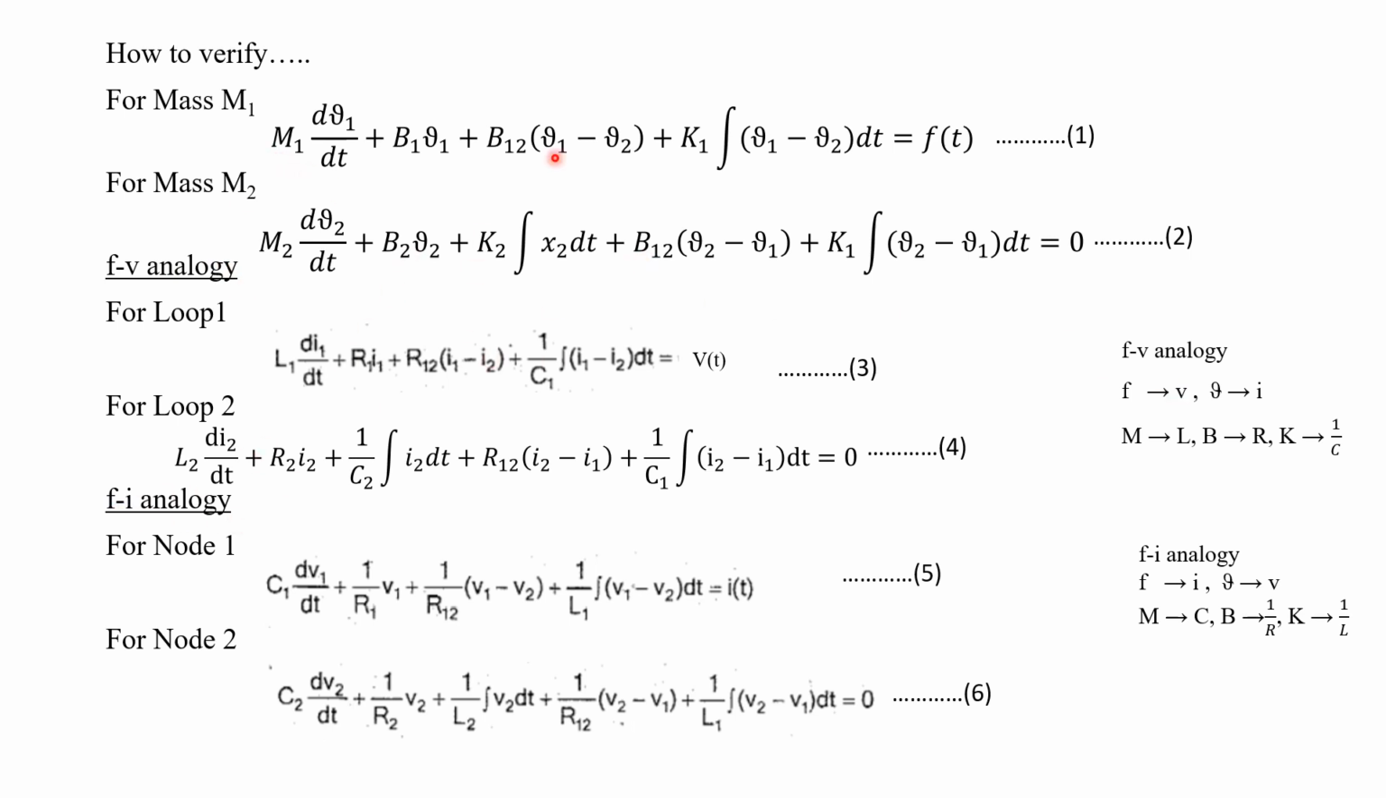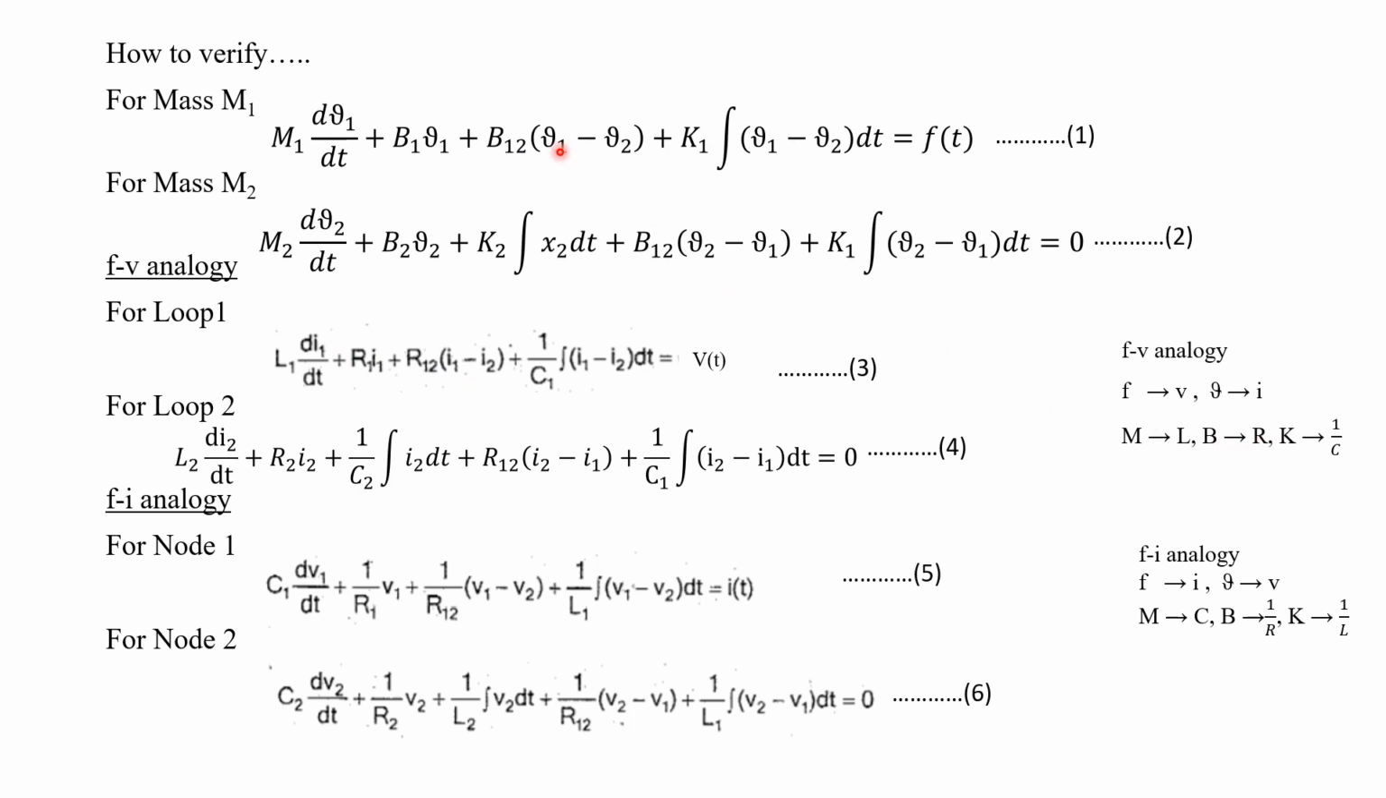Now equation 1 is equivalent to equation 3. Listen here, instead of M1 here we have L1. This is the formula for the force to current analogy: M is equated to L. That's why for M1 here we have L1. Then d by dt, d by dt. For V1 here we have I1, because V is equated to I. Understood? Then B1 here we have R1, because B is equated to R. Then for V1 here we have I1. Then plus B12, correspondingly here we have R12, because B is equated to R.